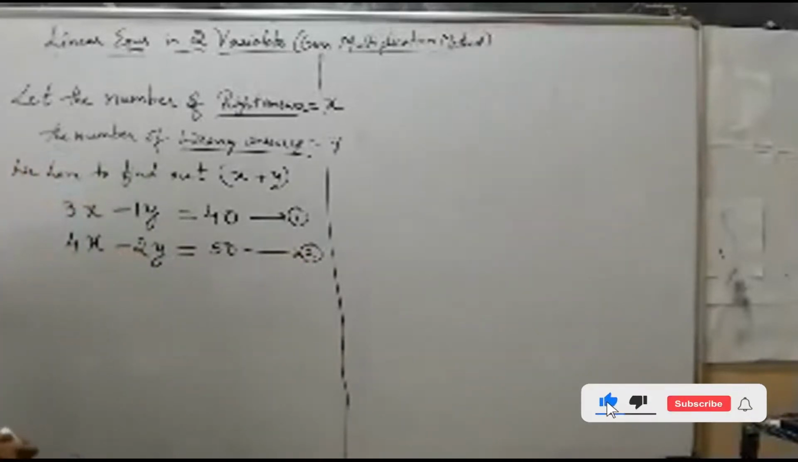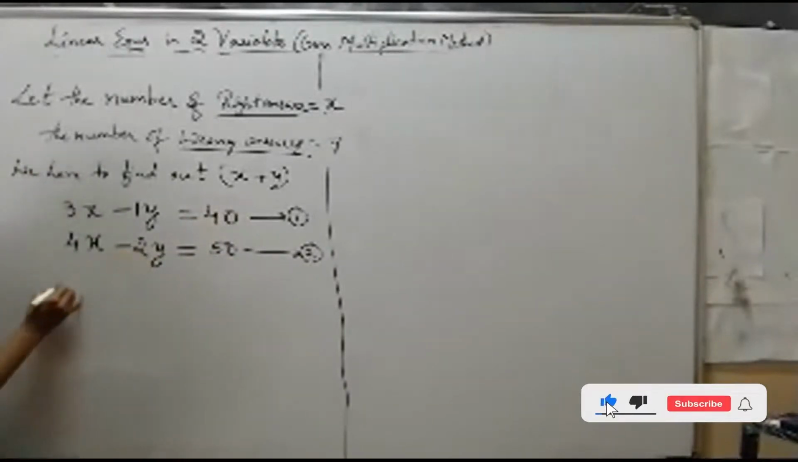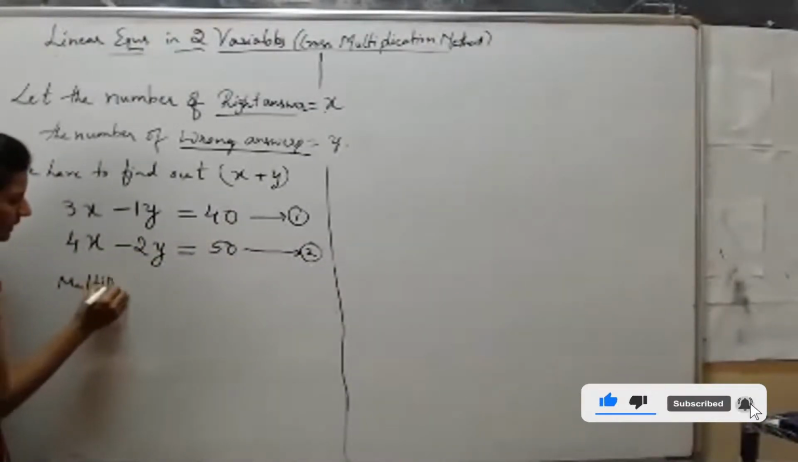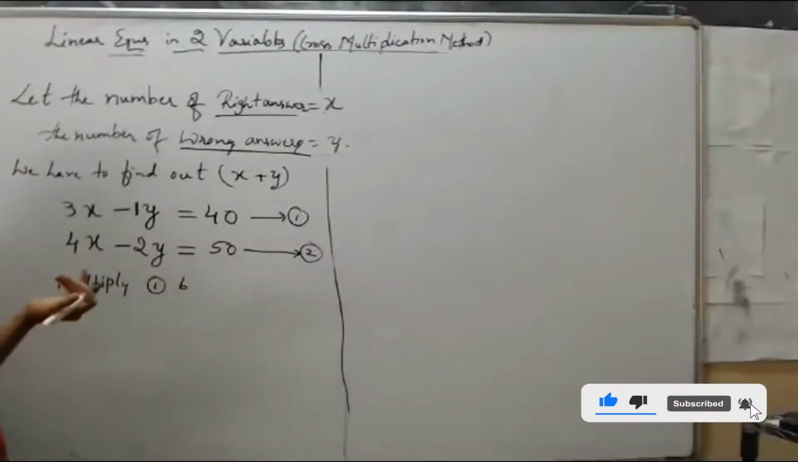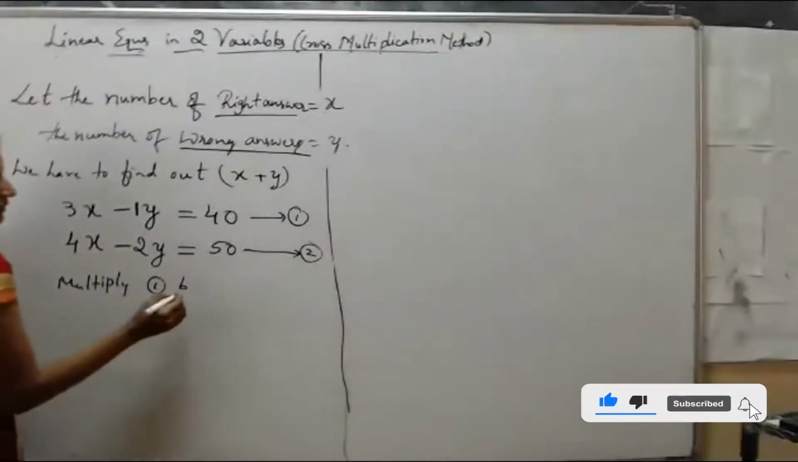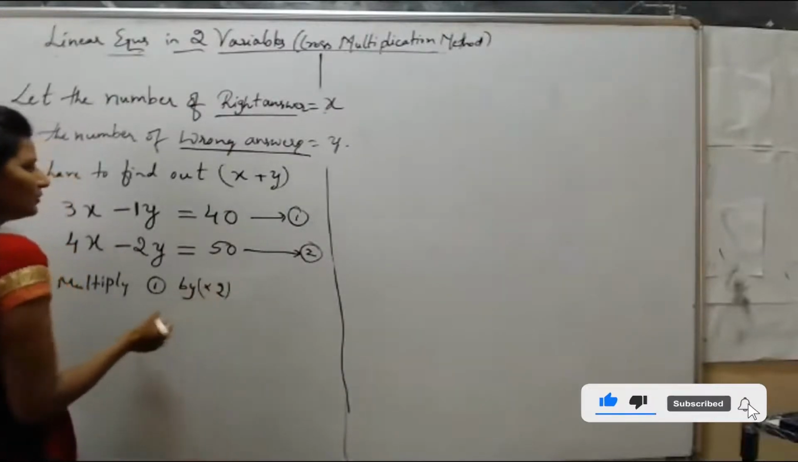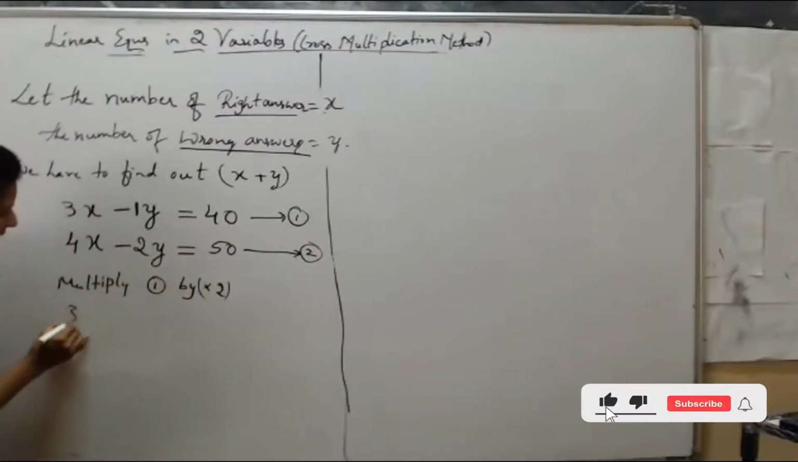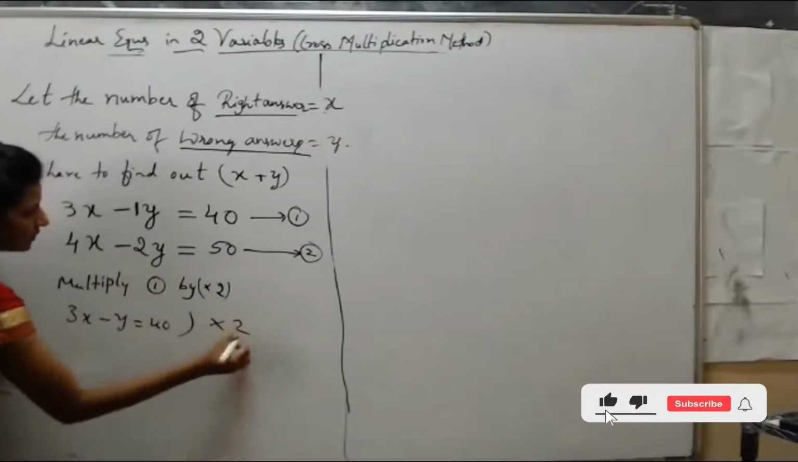Now what we can do here? Multiply equation 1 by 2, or you can do it by the substitution method, which is very easy. Otherwise, do the elimination method. Multiply equation 1 by 2. So what happens? 3x minus y is equal to 40, into 2.